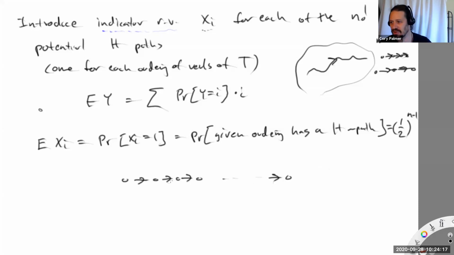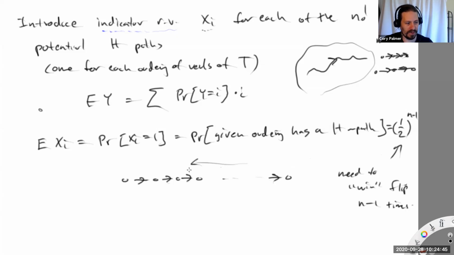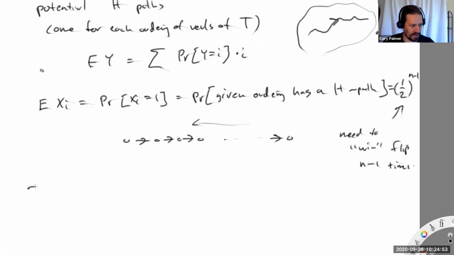And then there's two potential directions to have a Hamiltonian path. But since we're talking about an ordered set of vertices, if everything was oriented this way, these vertices do have a Hamiltonian path on them, but it's not the one according to this orientation. That'd be a different ordering. So I need to win the flip n-1 times. If I put the vertices here, in order to have a Hamiltonian path on them, I need to be oriented left to right every single time. Otherwise, I don't get what I want. Okay, and now the end of the proof is just a computation.